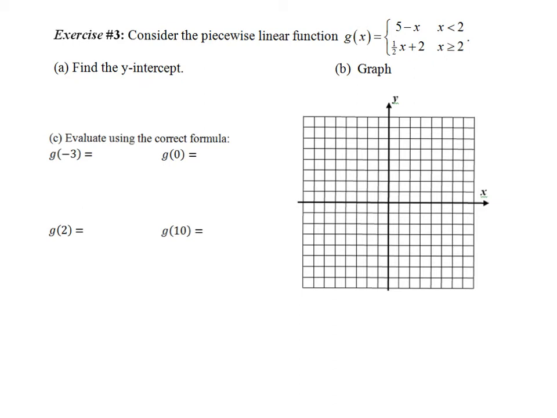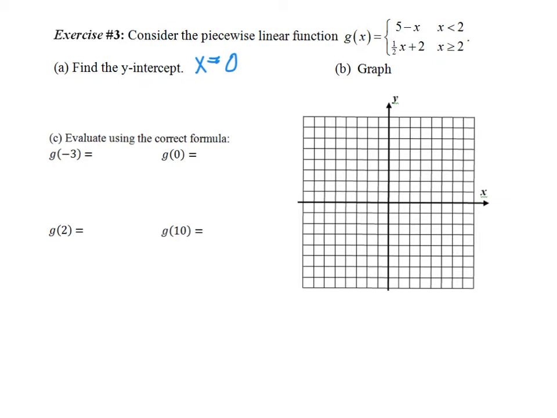So the first part of the question says, let's find the y-intercept. Well, we all know that the y-intercept occurs where the x-coordinate, or the input, is equal to 0. So when I look at my piecewise function, I see that 0 would fall under this portion, the first piece, because 0 is less than 2.